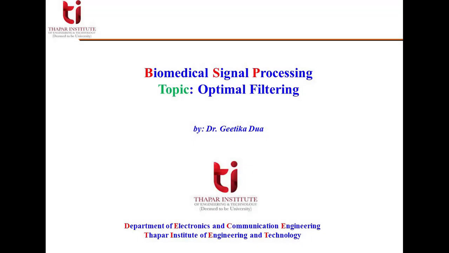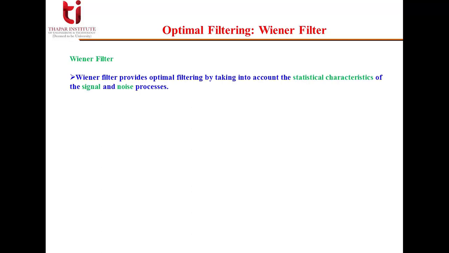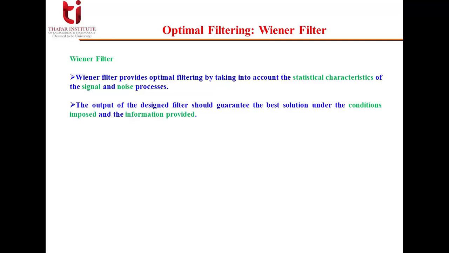Hello friends, today we will discuss another kind of filtering, that is optimal filtering. In this particularly we will discuss about the Wiener filter. Wiener filter provides optimal filtering by taking into account the statistical characteristics of the signal and noise. The output of the designed filter should guarantee the best solution under the conditions imposed and the information provided.